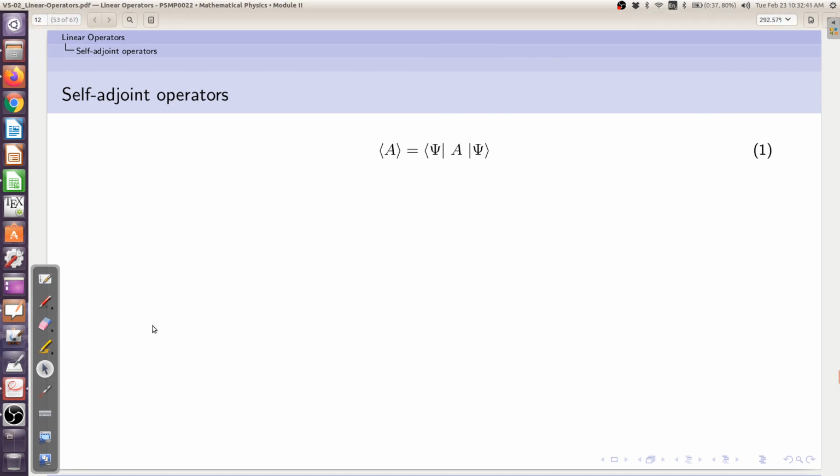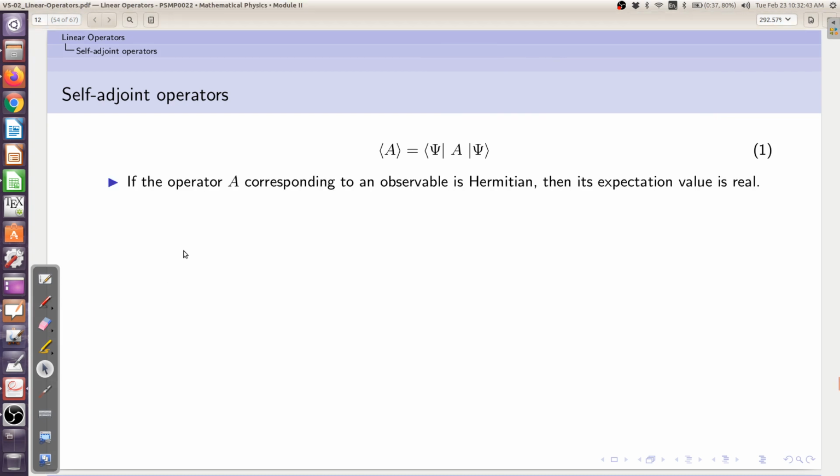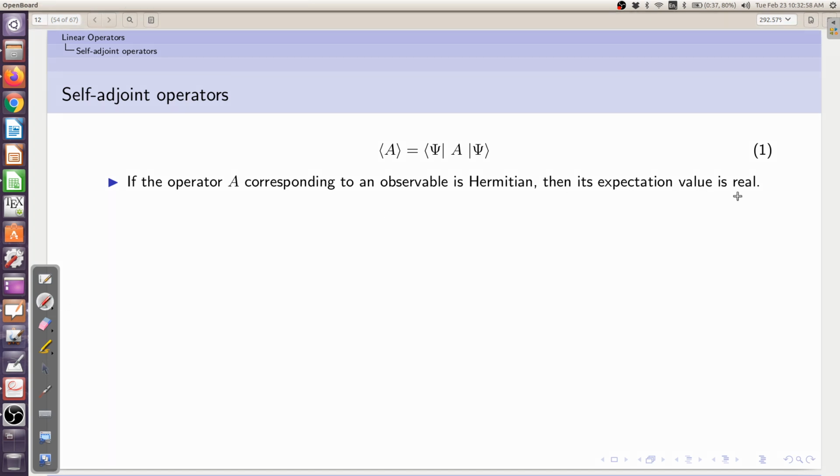So this is the expectation value. If the operator A corresponding to an observable A is Hermitian, then its expectation value is always going to be real. Okay, it can be proved very easily. If the operator A corresponding to an observable A is Hermitian, then its expectation value is real, and we are interested in operators whose expectation value is real, right?